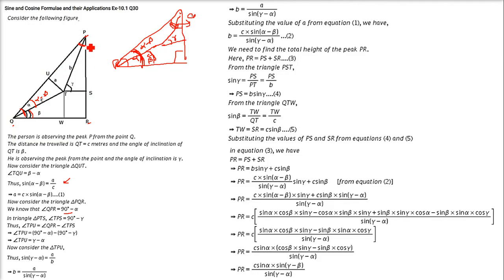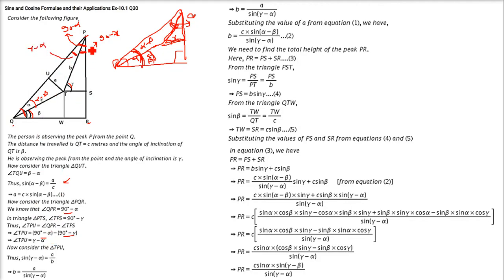And if you talk about triangle PTS, what will be the angle TPS, that is this angle? Since this is gamma, this will be 90 minus gamma. So what will be this angle? This angle was 90 minus alpha, and this angle is 90 minus gamma. So this is 90 minus alpha minus (90 minus gamma). What do you get? Gamma minus alpha. This small angle is gamma minus alpha.